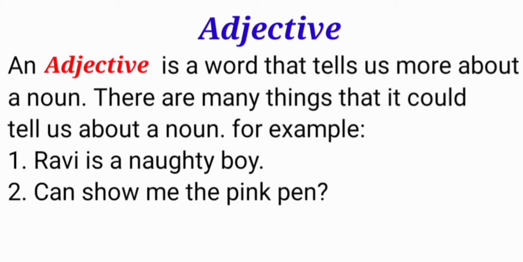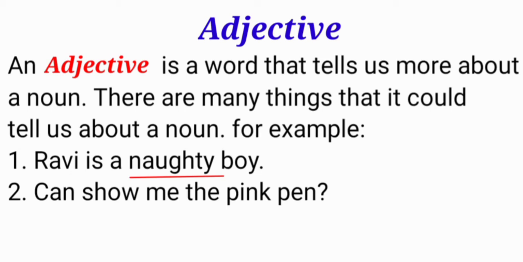Now we will see the examples. First of all, we will see the first example. Ravi is a naughty boy. In this sentence, the word naughty is an adjective, and here it is telling more about a noun. The noun here is Ravi. So it is telling about a noun. In this sentence, Ravi is a boy.